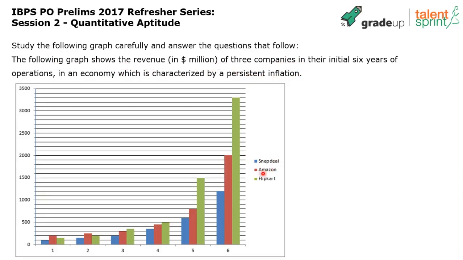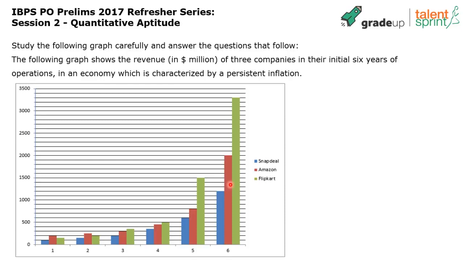Now what are the 3 companies? Snapdeal, Amazon and Flipkart. The blue bars represent Snapdeal, the red ones are for Amazon and the green ones are for Flipkart, in their initial 6 years of operations. So these are the 6 years: first year, second, third, fourth, fifth and sixth, in an economy which is characterized by persistent inflation. We will see if that has to be understood in detail when we answer the question.